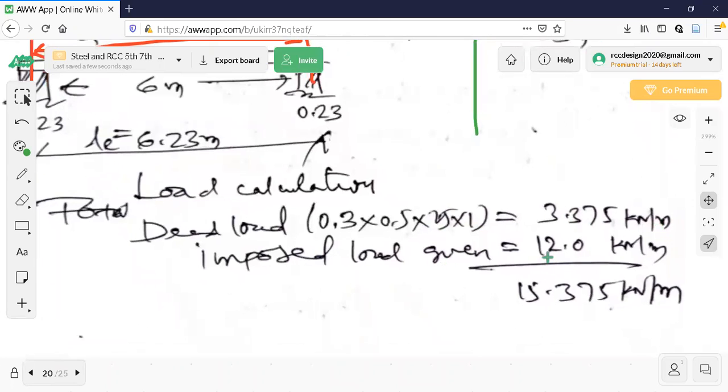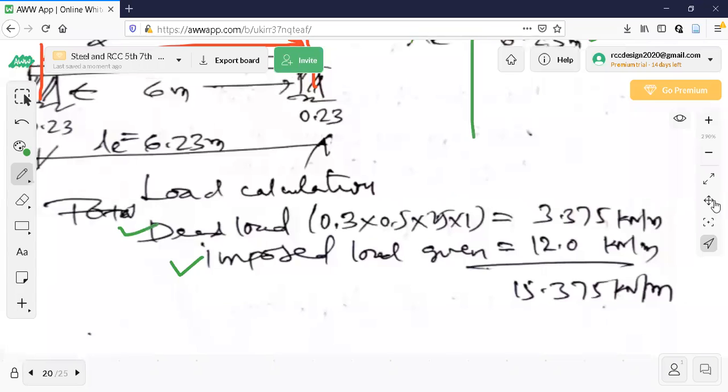Imposed load is given as 12. It is given in the problem. Imposed means live load. Imposed load is nothing but live load. This is imposed load, which is given. Otherwise, you have to assume this. In most of the cases, it will be given. Dead load you have to actually calculate after fixing the dimensions of the beam.